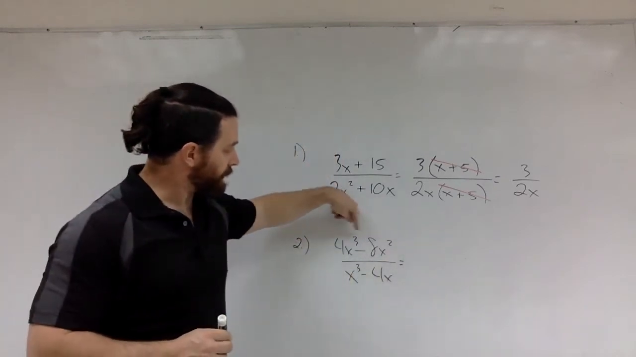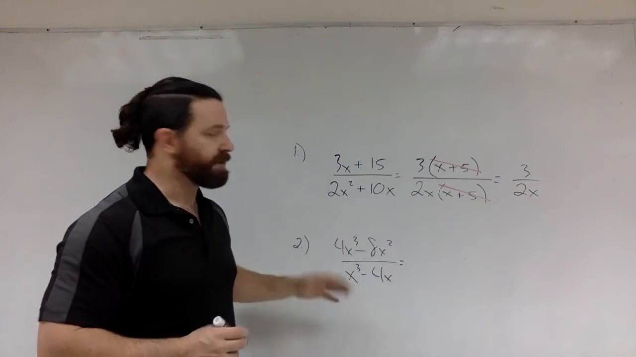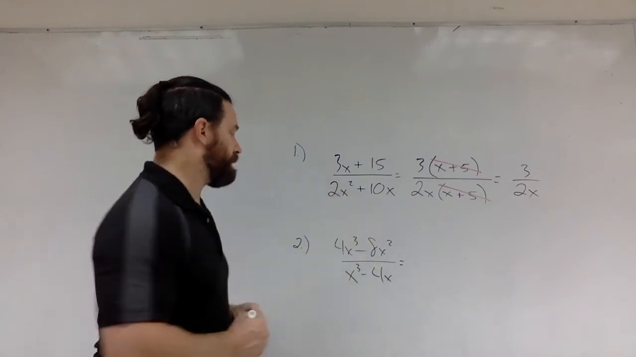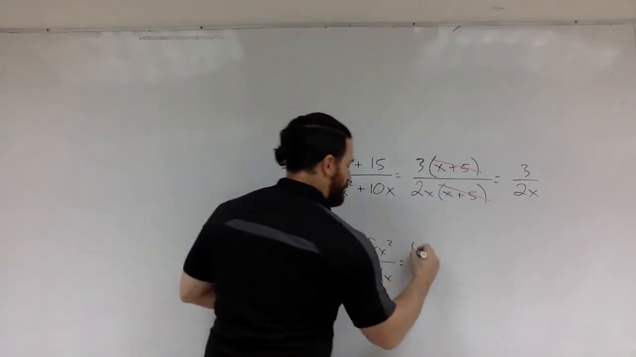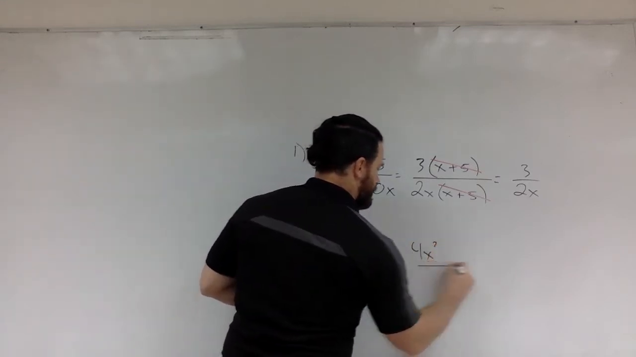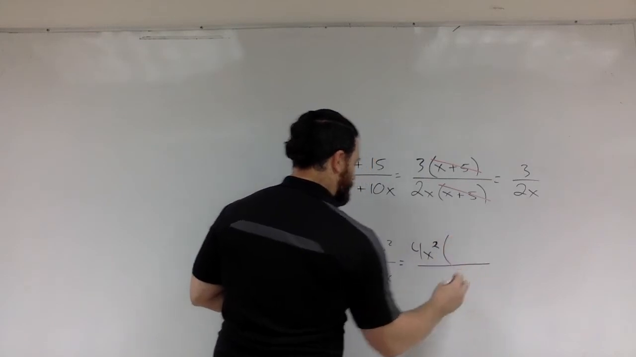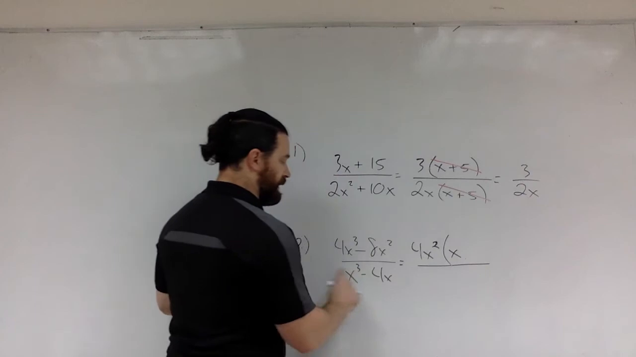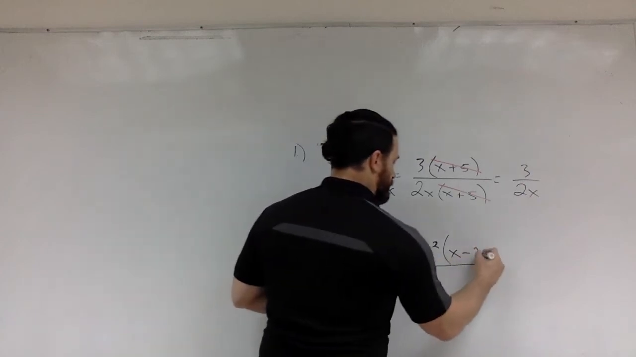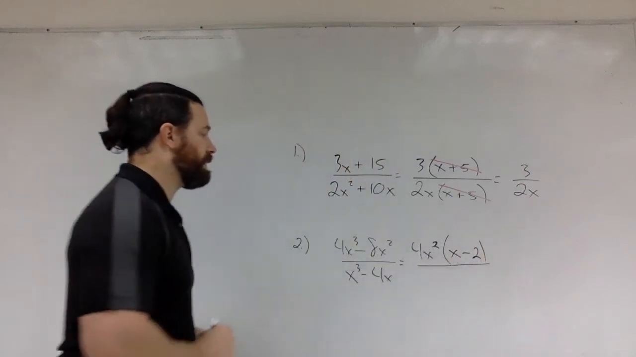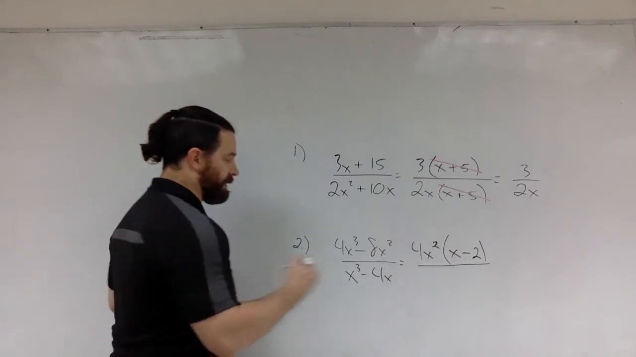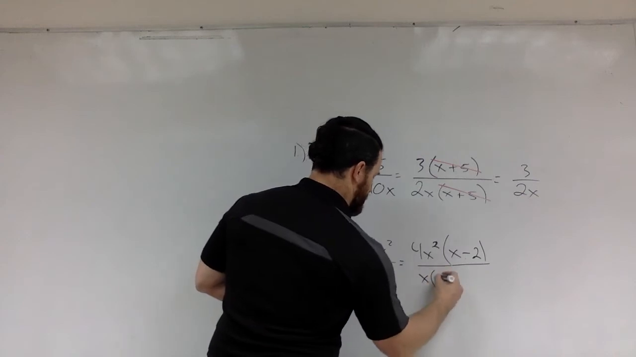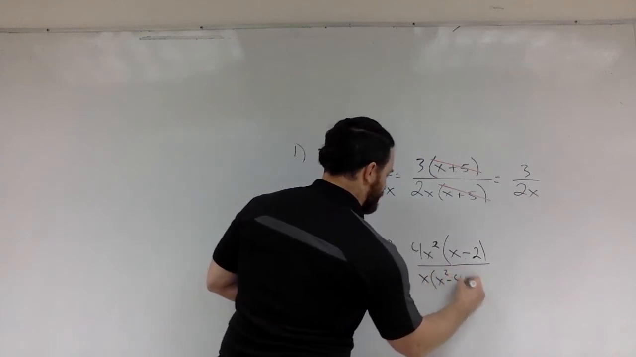So on the top, again, start by factoring. So we're going to factor the top. I can take a 4 and an x squared out. So 4x squared. Take a 4x squared out of here, I'm left with just x. Take a 4x squared out of here, I'm left with minus 2. Now the next one, on the bottom here, I can take out an x. So if I take out the x, I'm going to be left with x squared minus 4.